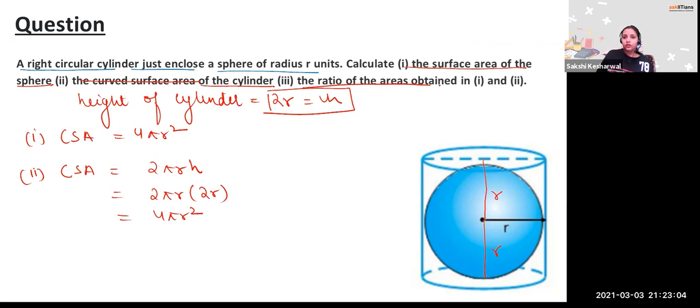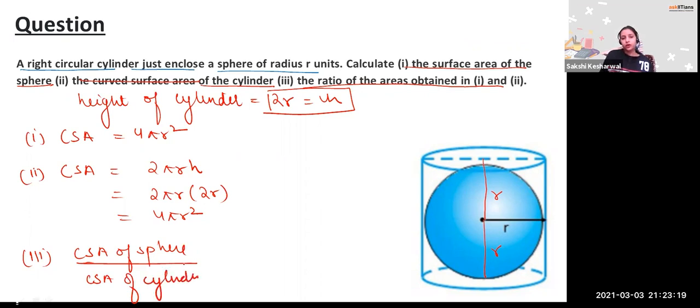Now it says calculate the ratio of the 1 and 2. Just see that the third part is CSA of sphere upon CSA of cylinder, right? Which is equal to 4 pi r square upon 4 pi r square, which is equal to 1:1, means they are equal. If you have a sphere just enclosed in a cylinder, then the curved surface area of the cylinder is equal to the curved surface area of the sphere. This is like one of the results, you can use it as a result. So please write it down. So ratio is equal to 1:1.